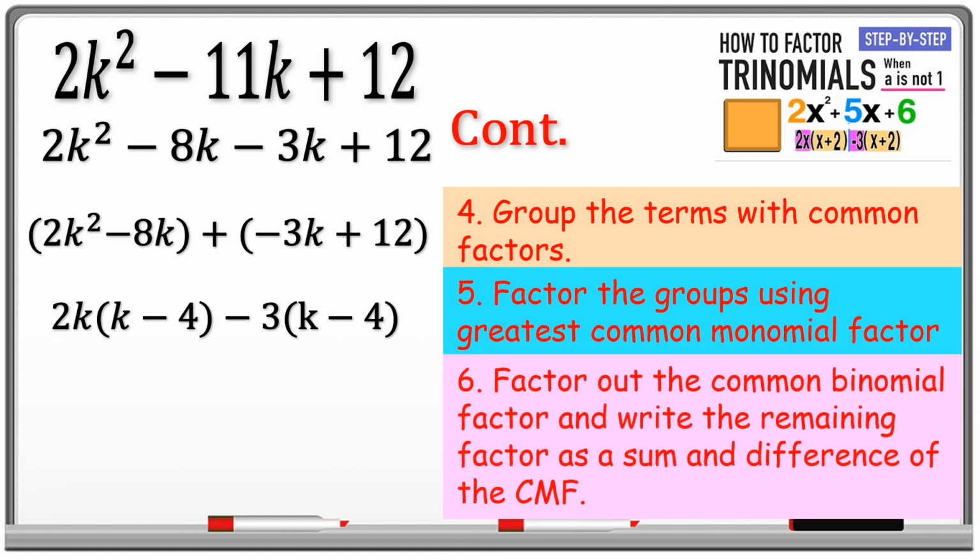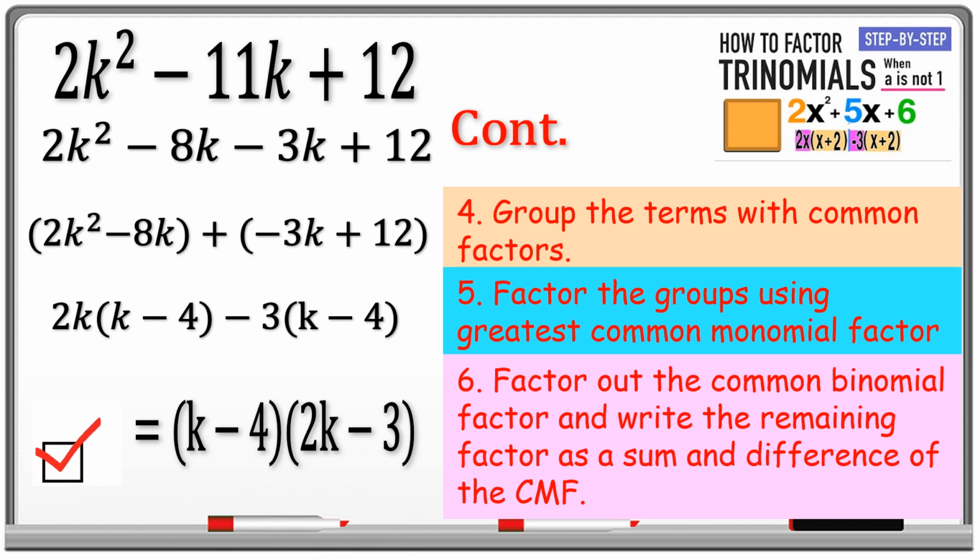For our last step, you're going to factor out the common binomial factor and write the remaining factors as a sum and difference of the CMF. So, we have a common factor here, k minus 4, so combine it into one. What remains there is 2k and minus 3. So, you put them together in another parenthesis. Therefore, our factors for 2k squared minus 11k plus 12 will be quantity k minus 4 and quantity 2k minus 3.